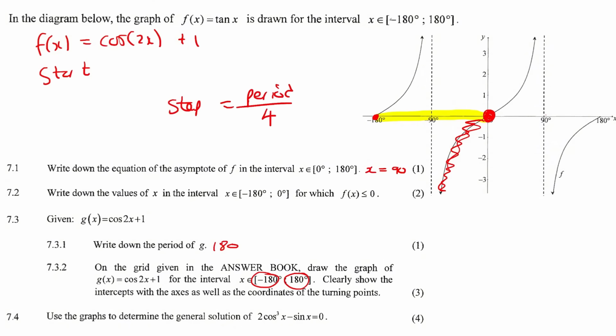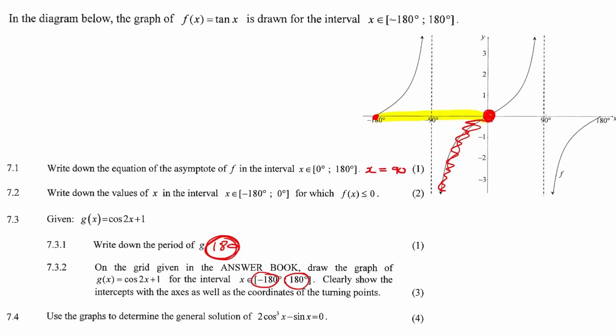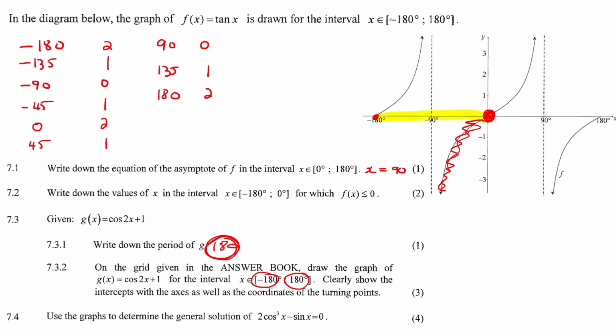So if we already know that the period was 180, we're going to say 180 over 4 is 45. So you're going to make your step. There we go. Now you should have all of your values. And that period divided by 4, that is a fixed thing that you can always use. Okay, you should now have values of minus 180, minus 135. Okay, and so these are the coordinates that you would get.